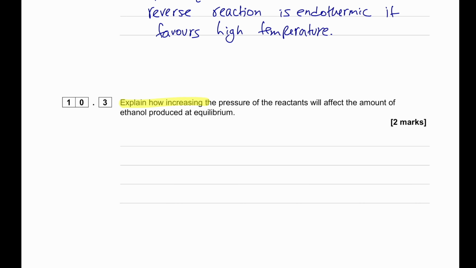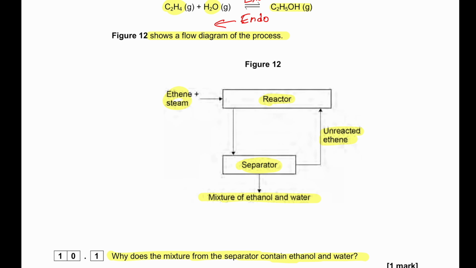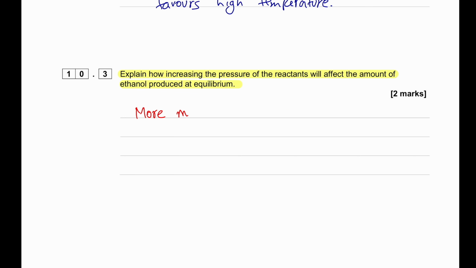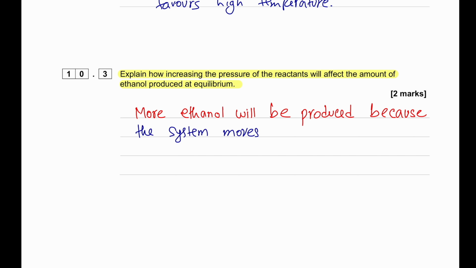Explain how increasing the pressure of the reactants will affect the amount of ethanol produced at equilibrium. If we look back at the equation, we can see 2 moles of gases are converted into 1 mole of gas. So if we increase pressure, we will favor more product. More ethanol will be produced because the system moves to fewer molecules.